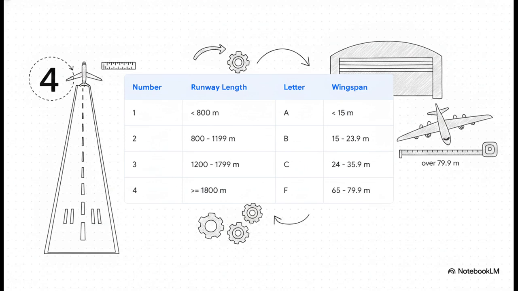It's a two-part code. The first element is a number, from 1 to 4, which represents the runway length. Basically, any commercial runway over 1,800 meters long gets a Category 4. The second element is a letter, from A to F, and this determines the maximum allowable wingspan. It is such an ingenious way to guarantee a plane physically fits into the space.